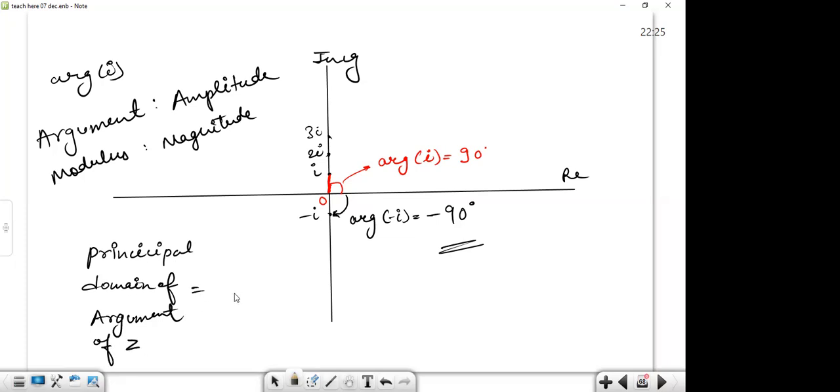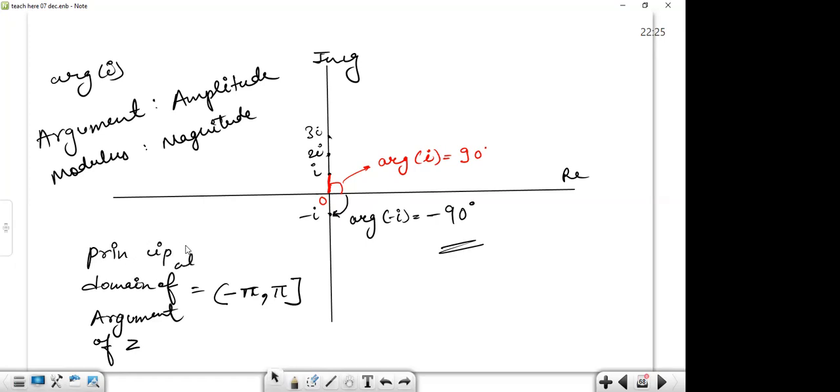it is minus pi to plus pi, where plus pi is included and minus pi is excluded, because minus pi and plus pi are the same angle, so one angle has to be excluded from the domain. So this is the principal domain of a complex number.